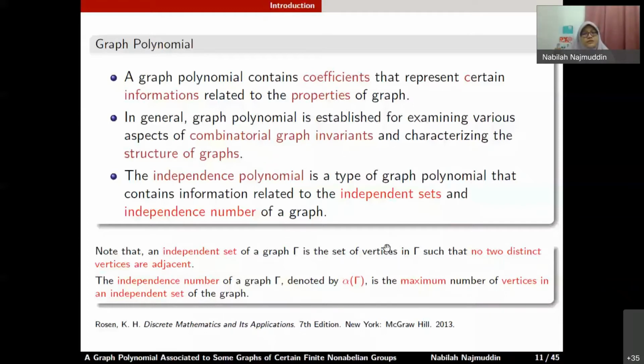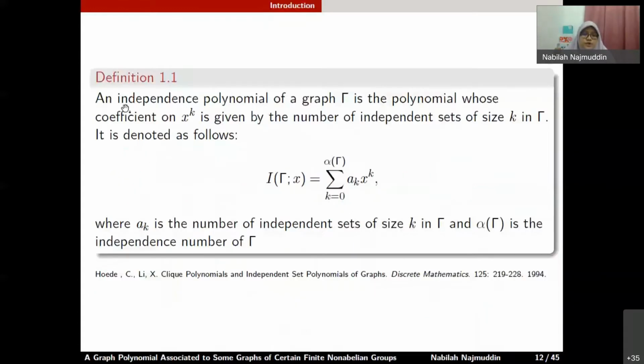Here is the formal definition. An independence polynomial is the polynomial whose coefficient is given by the number of independent sets of size k. It is denoted by I(gamma, x) equals the summation of a_k x^k, where k varies from 0 until the independence number of gamma.